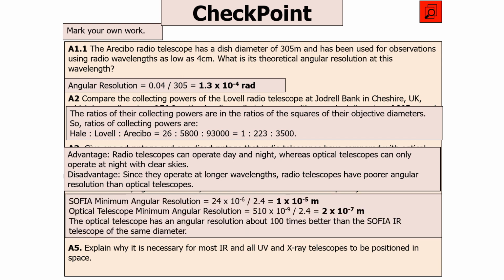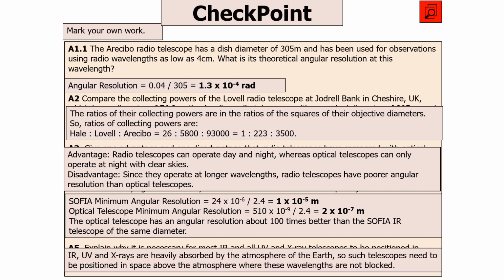The minimum angular resolution again is the Rayleigh criterion, so therefore you can link it all through, and you can note that the optical telescope has a much better angular resolution than the infrared telescope. And then infrared, UV and X-rays are heavily absorbed by the atmosphere of Earth, so such telescopes need to be positioned in space above the atmosphere where these wavelengths are not blocked.